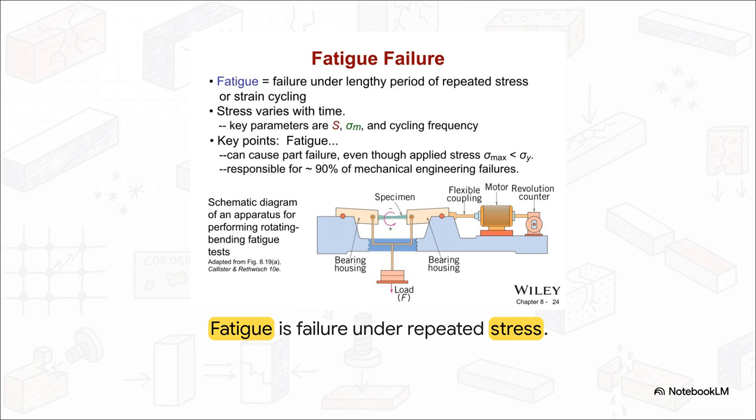Now, for some materials like steel, there's a magic number on this curve called the endurance limit. It's a specific stress level where, if you stay below it, fatigue failure just won't ever happen, no matter how many millions of cycles it goes through. Yet, shockingly, even knowing this, dynamic cycling still causes roughly 90% of all mechanical engineering failures.